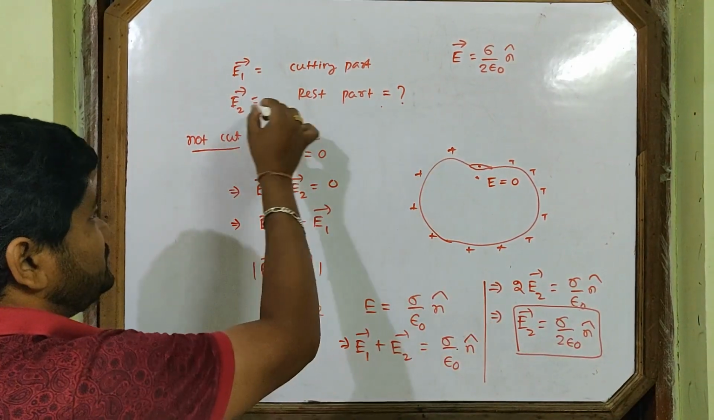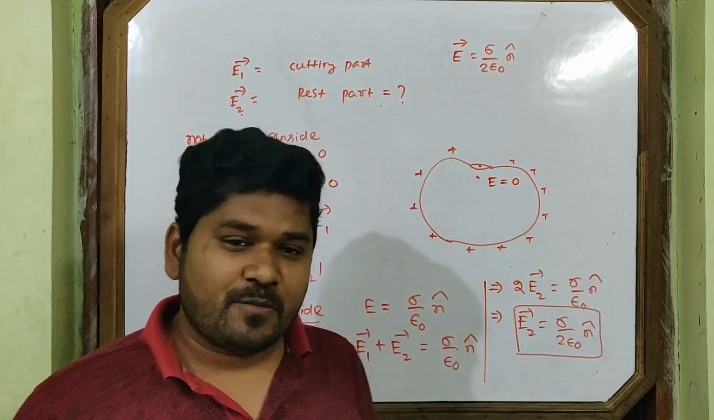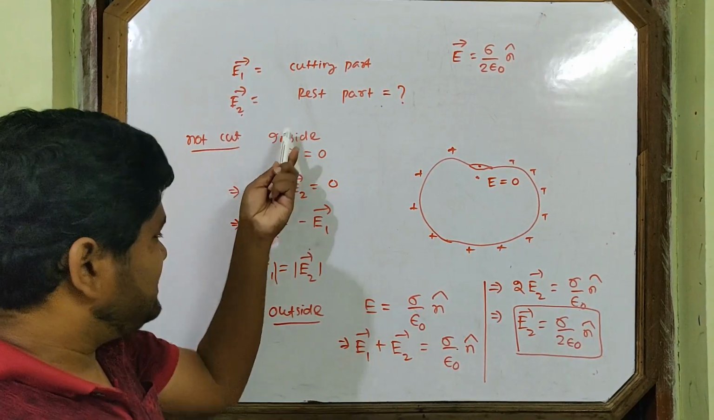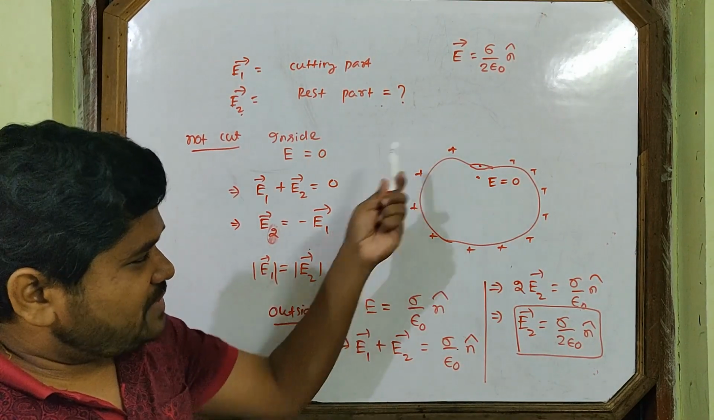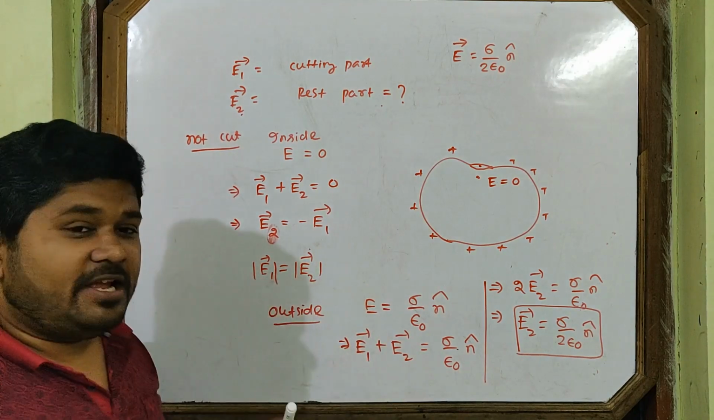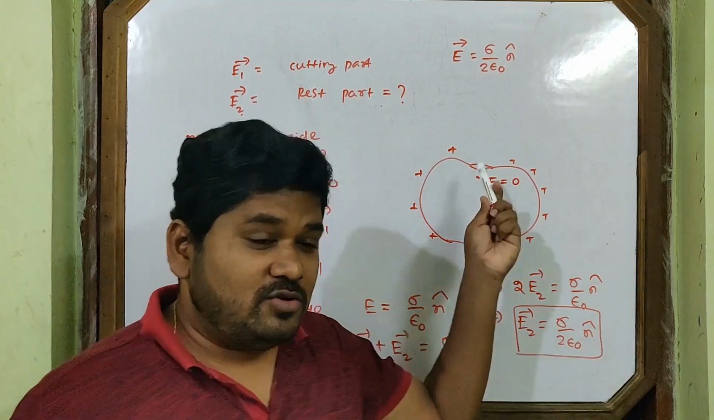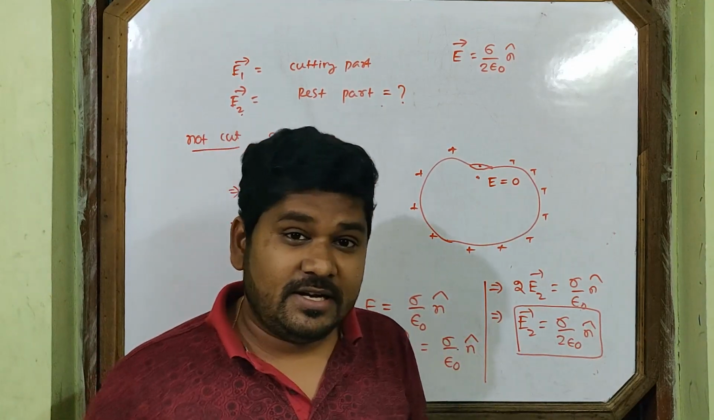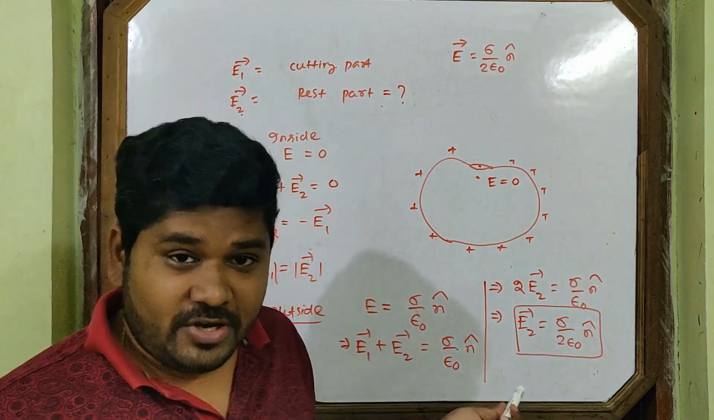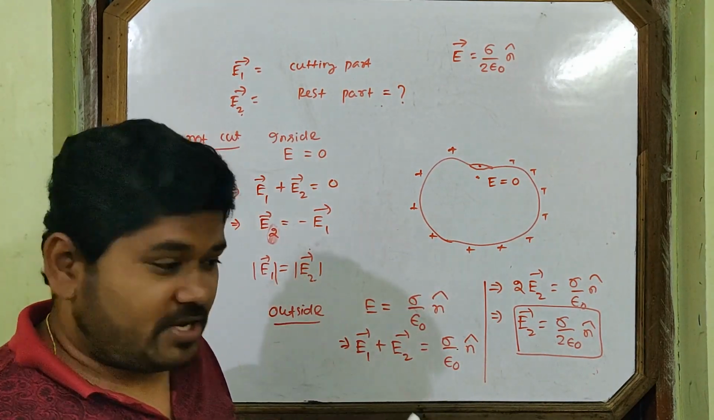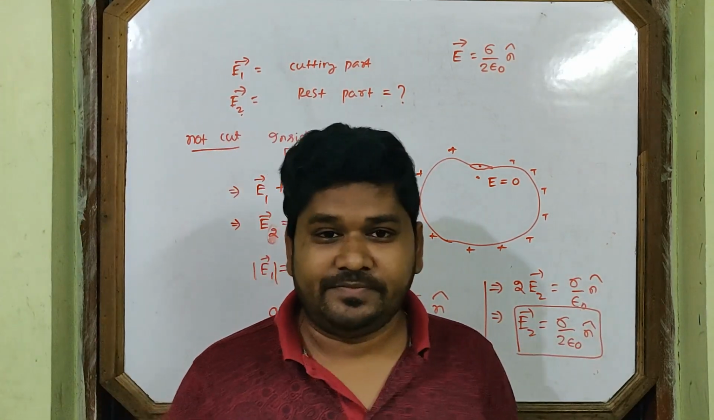Your question was E2, and now you got it. Again I am telling you the electric field inside is 0. This indicates that the electric fields due to the cutting part and the rest part are equal in magnitude, opposite in direction inside. But outside it is non-zero because they are in the same direction. The magnitude is equal, as we have also shown. So I wrote 2E2, then E2 vector is equal to this much.